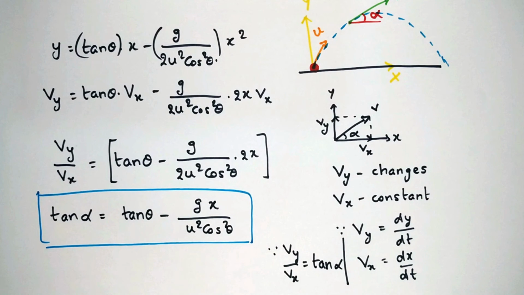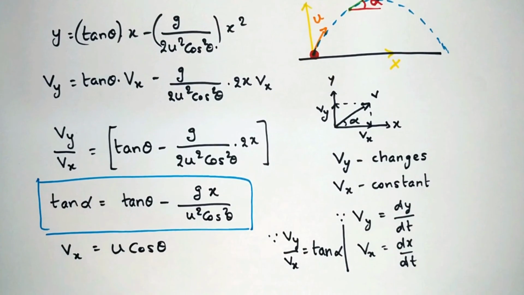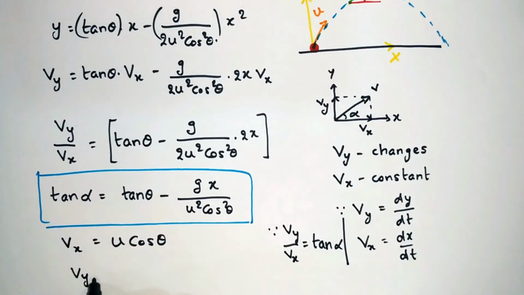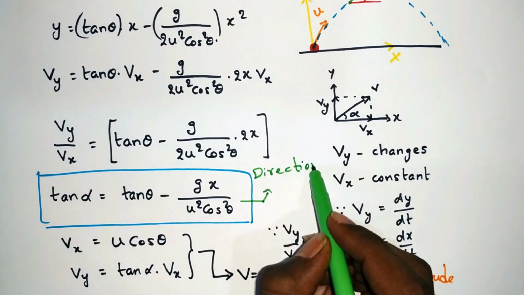Since we know vx is a constant value during its flight and its value is u cos theta, we can find vy by using the equation vy equal to vx into tan alpha. Thus we can find the total velocity of the ball as v equal to root of vx square plus vy square, which gives the magnitude of the velocity, and the previous equation gives the direction of the velocity.